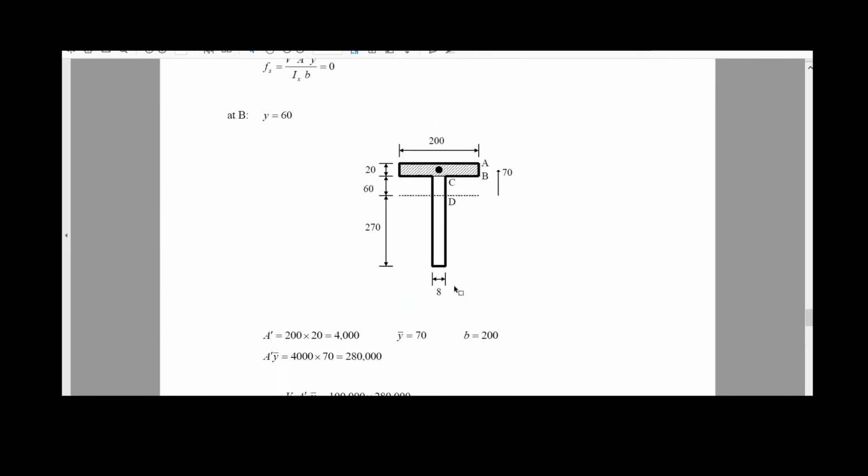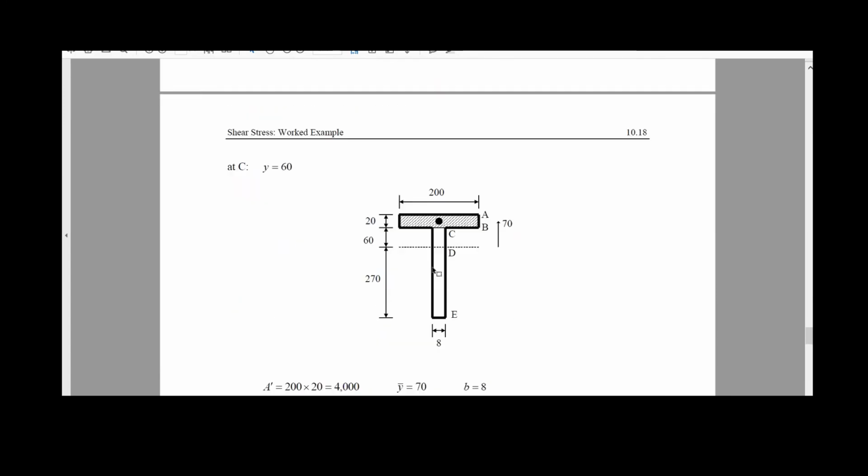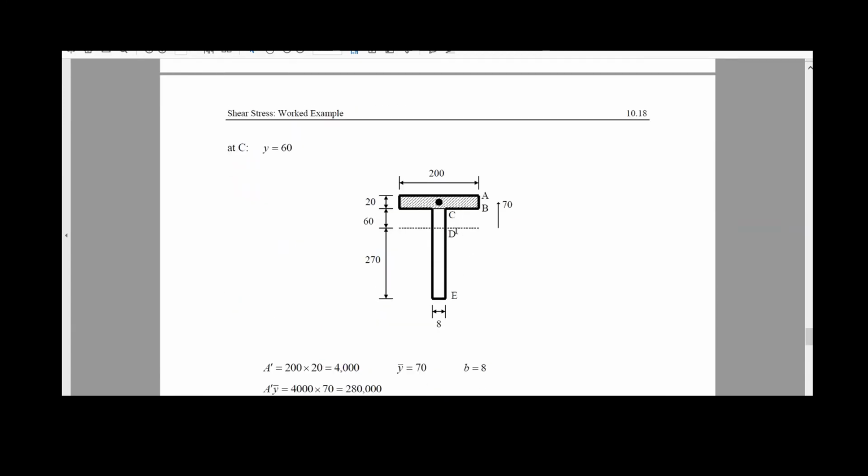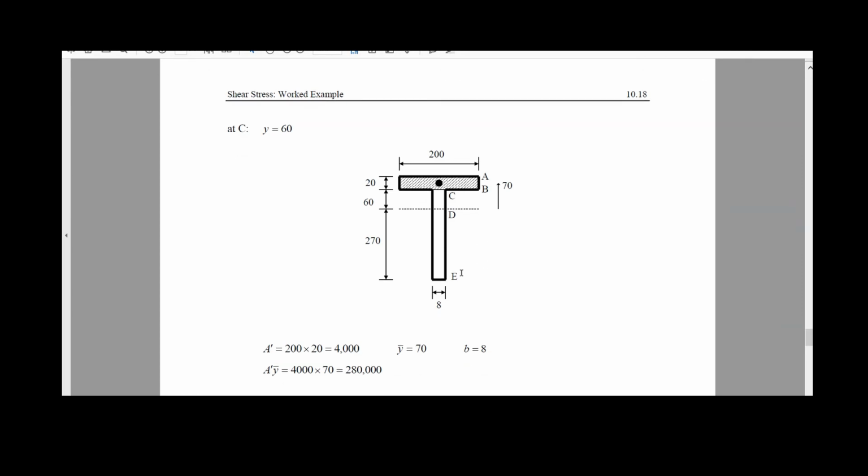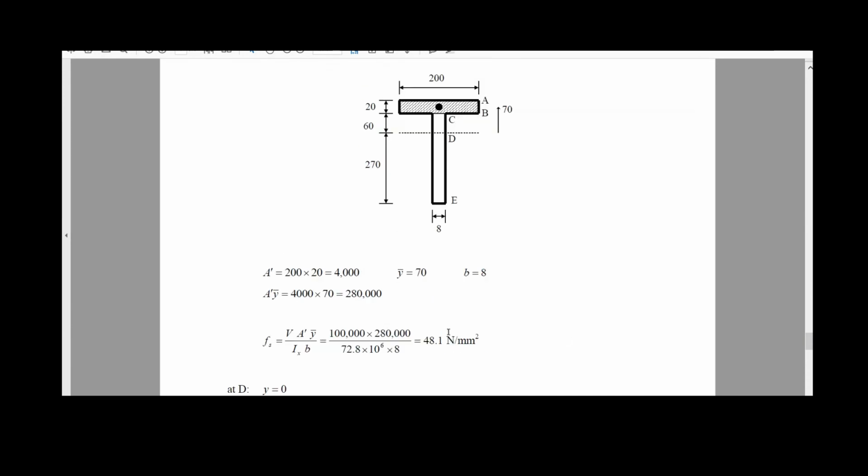The next point to analyze is the point C, and at the point C, the only thing that actually changed is the value of B, because B is only 8 millimeters at that point in particular, because it's just the section which is exactly after the fiber B. And the area is the same, the distance is the same, so everything is the same with the exception of the value of B.